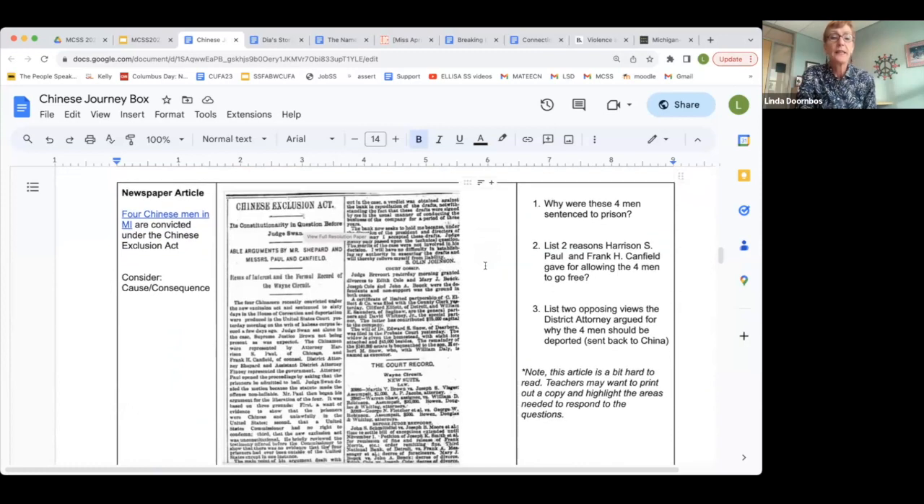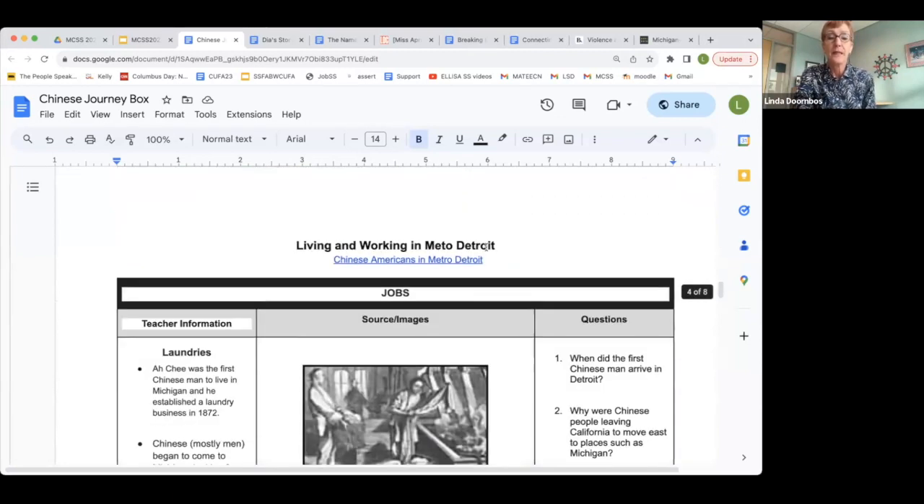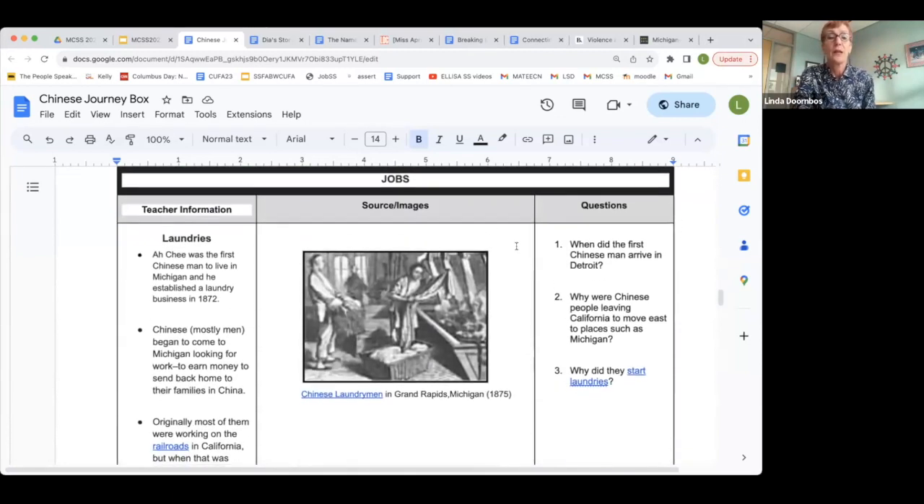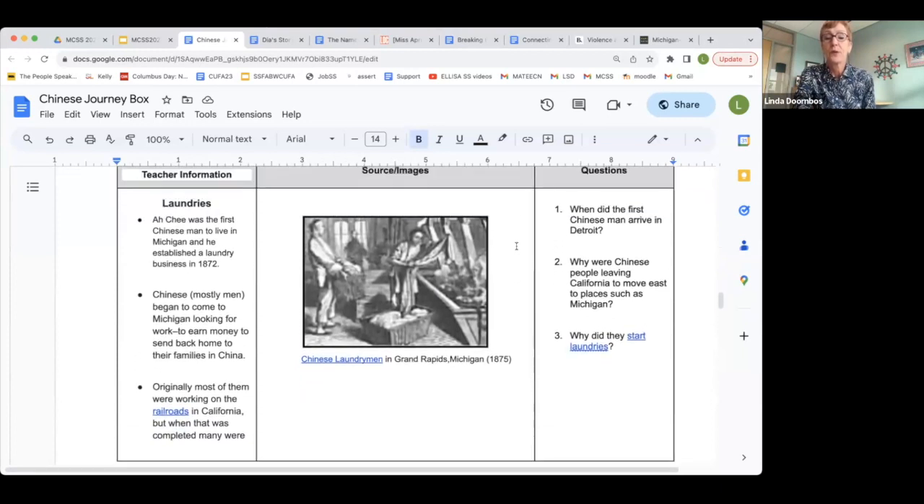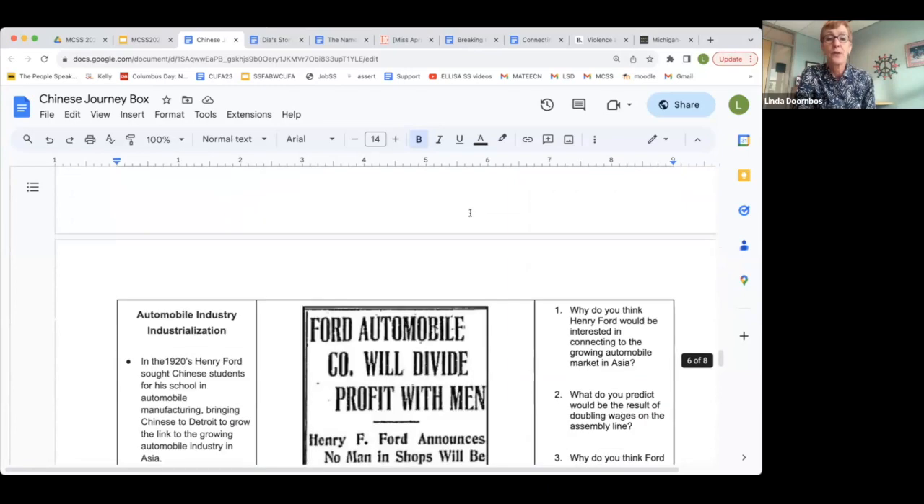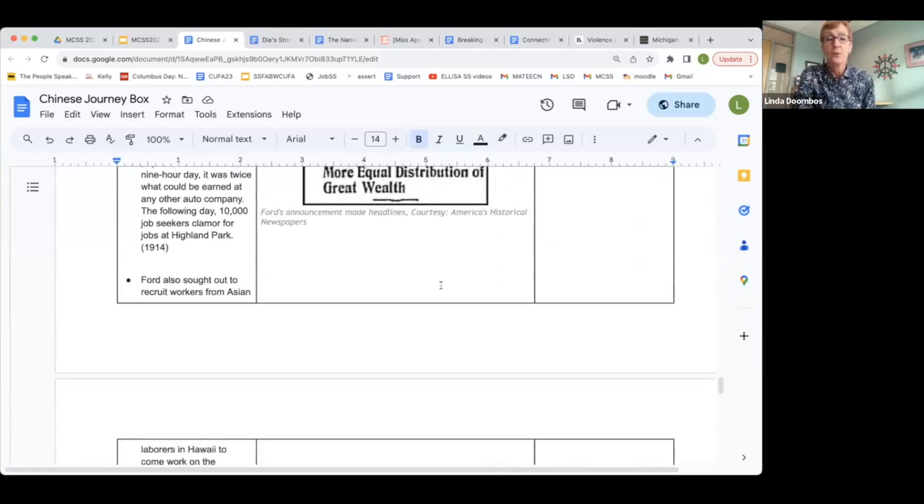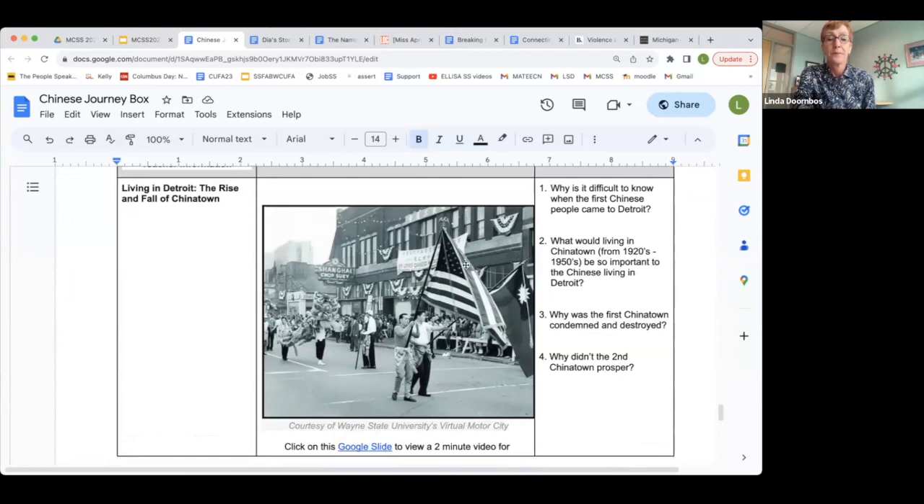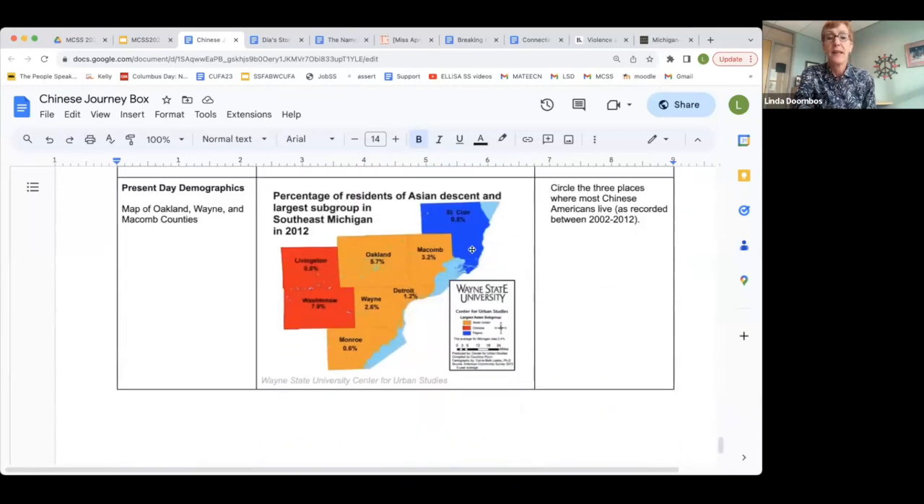And then it starts bringing the idea of how people from China landed up in Michigan, and goes into the jobs that many of the Chinese in Michigan were taking up when they arrived in Detroit and in Grand Rapids, and just some fascinating history. So that's what each of these, and the automobile industry, that was a big draw. Chinatown, that once was alive and well in Detroit, the rise and fall of it, and then a map.